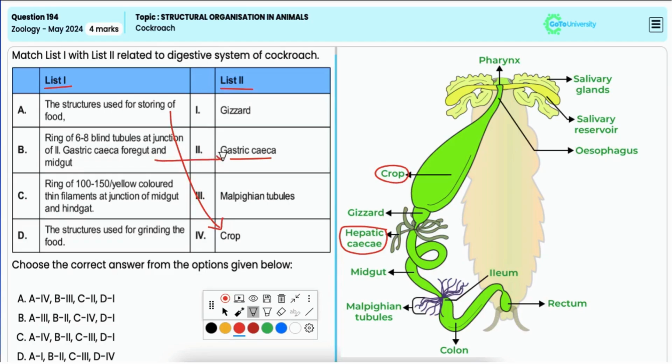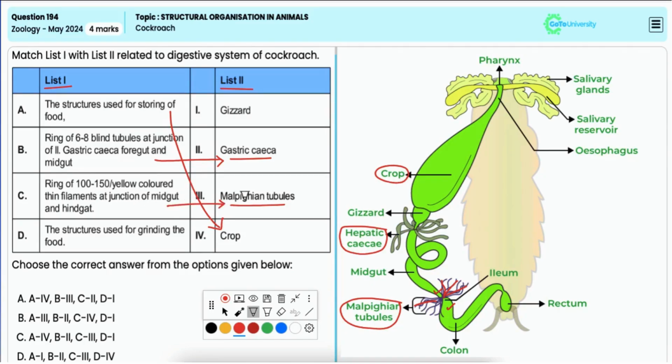Now, Malpighian tubules consist of a ring of 100 to 150 yellow colored thin filaments at the junction of midgut and hindgut in cockroach, which assists in the elimination of nitrogenous wastes. Thus, C matches with 3.